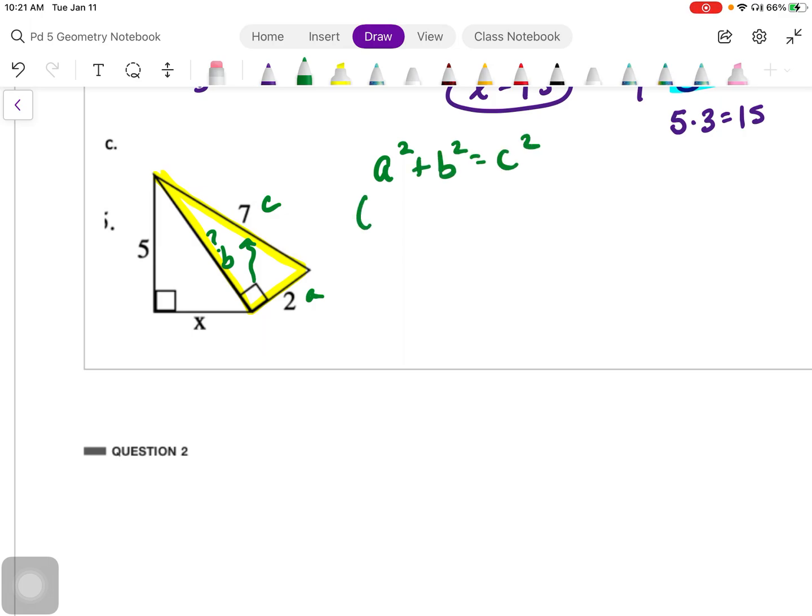All right, so we know A to be 2. We don't know B, but we know C. Some of you are trying to plug the 7 in for B. You've got to look at your triangle and see which one is actually going in for what. So 2 squared is 4, plus B squared equals 49. Then we go through and we solve it.